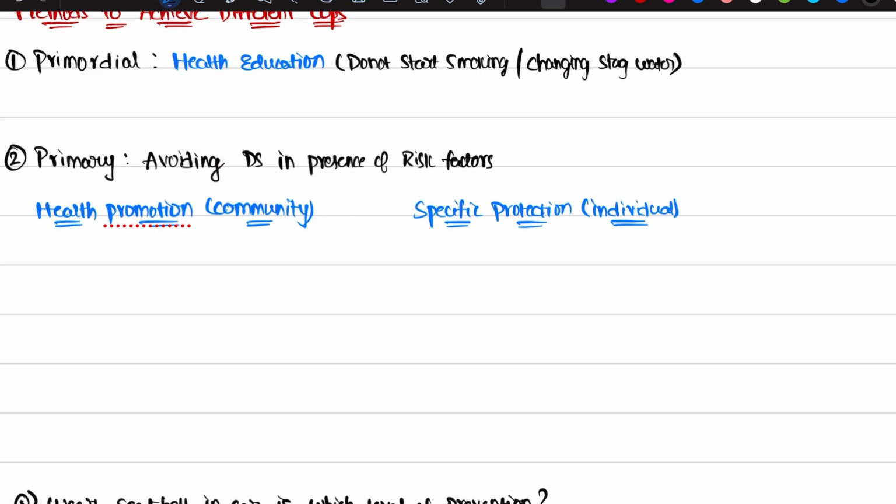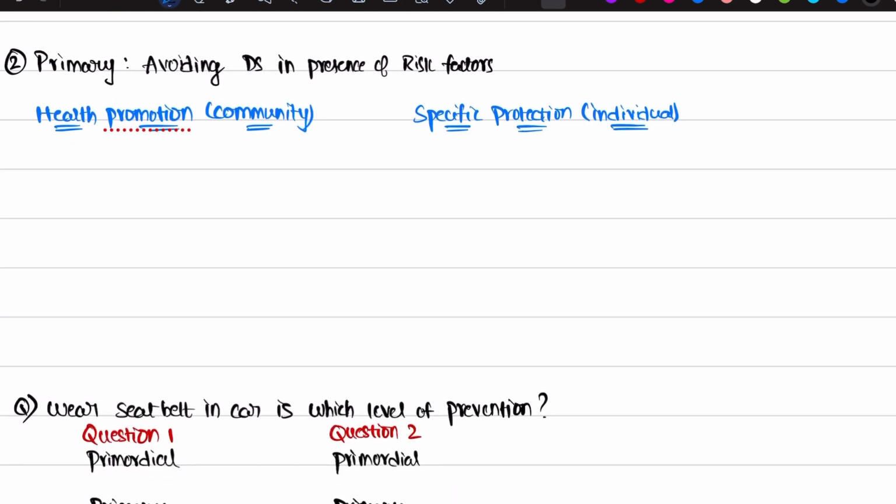So, see, vaccination: if you take vaccination for yourself, it comes under specific protection. If the government asks you to do something for better community protection, that comes under health promotion. Okay, so I'm going to write, first, safe water supply, so it's going to benefit the whole community, right?